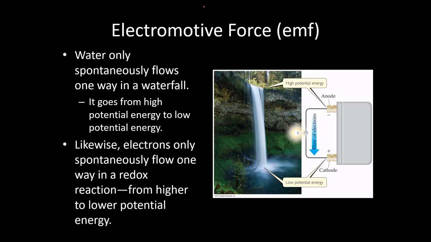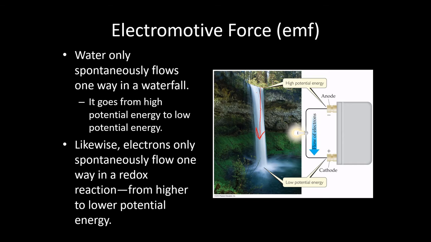If you think about a waterfall, water only flows spontaneously in one direction. The reason is that when the water is at the top of the waterfall, it has a high gravitational potential energy. And so when it's given the opportunity, it will fall to a lower gravitational potential energy. The universe is lazy. Everything's always trying to get to a low energy. Nothing likes to be at high energy states. So the water spontaneously falls from high energy to low energy.